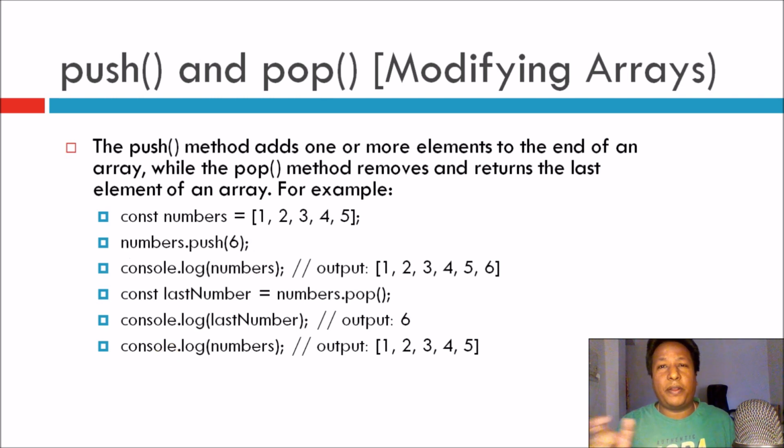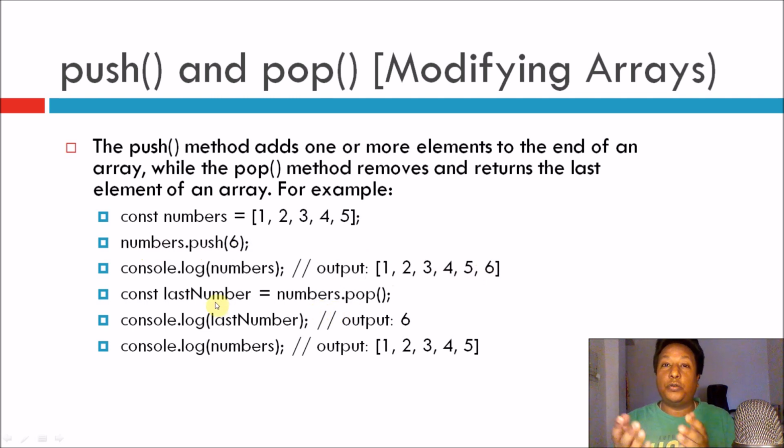Push and pop are related. Push means adding one or more elements to the end of an array. So you have an array, and at the end you want to add something. For that you can use push, which adds to the end of an array. So let's suppose we have an array 1 2 3 4 5 and we want to push 6 at the last. So what we will do, we will use numbers.push(6). Automatically it will be added at the end of the array. So the output will be 1 2 3 4 5 6.